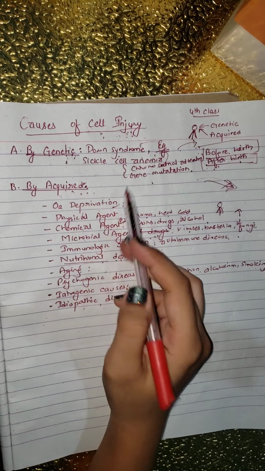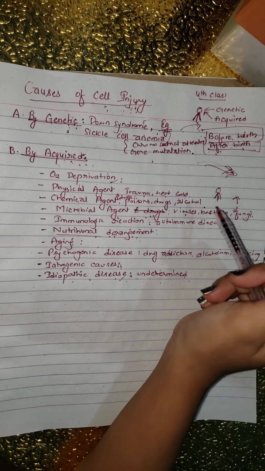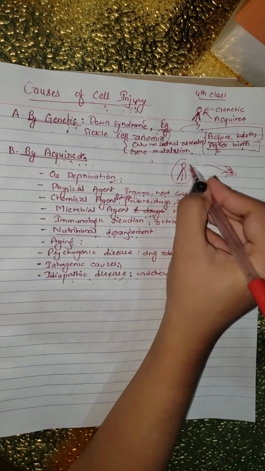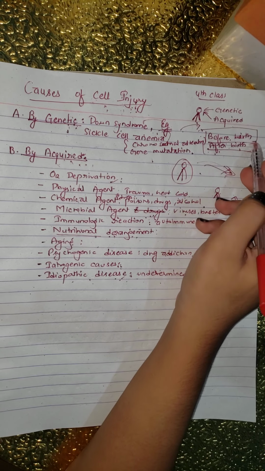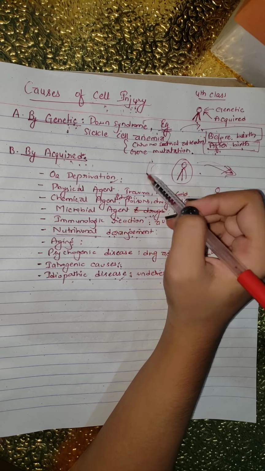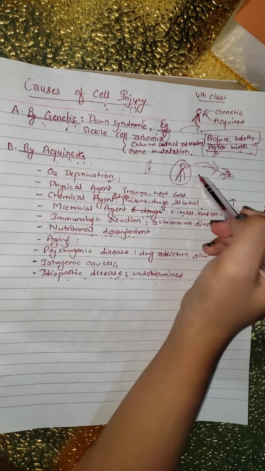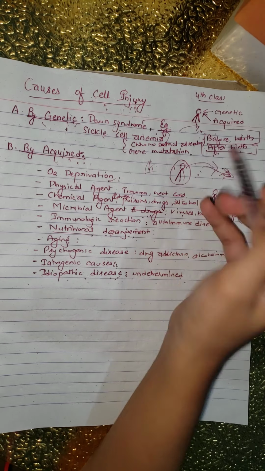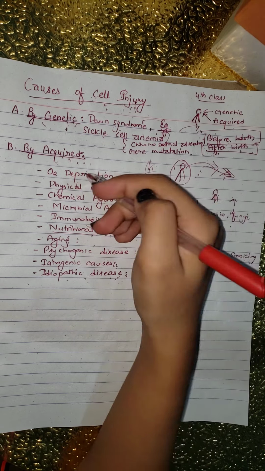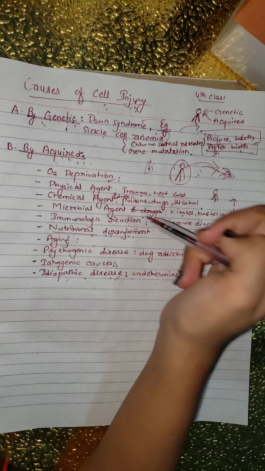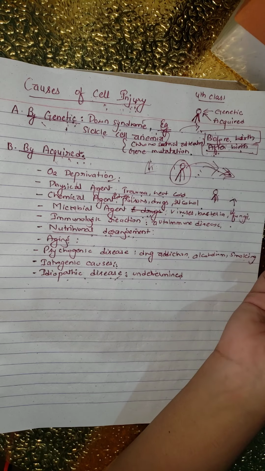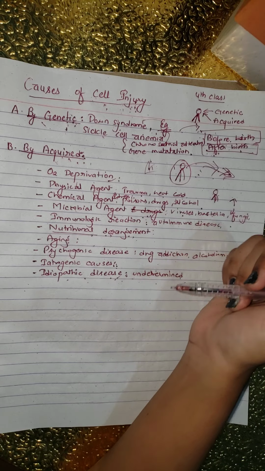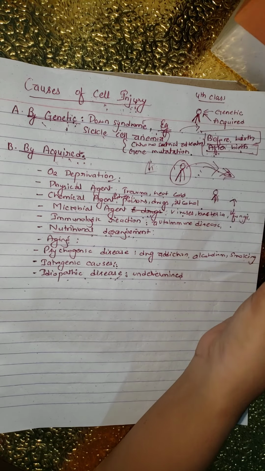So these are the two kinds of cell injury. Basically you can remember this as a person: just imagine yourself and remember two types, before you are born and after you are born. Before, genetically: Down syndrome, sickle cell anemia. After, what are the things that will cause you injury: oxygen deprivation, physical agent, chemical agent, microbial agent, immunologic reaction, nutritional derangement, aging, psychogenic disease, iatrogenic causes, idiopathic disease. These are the general causes of cell injury.